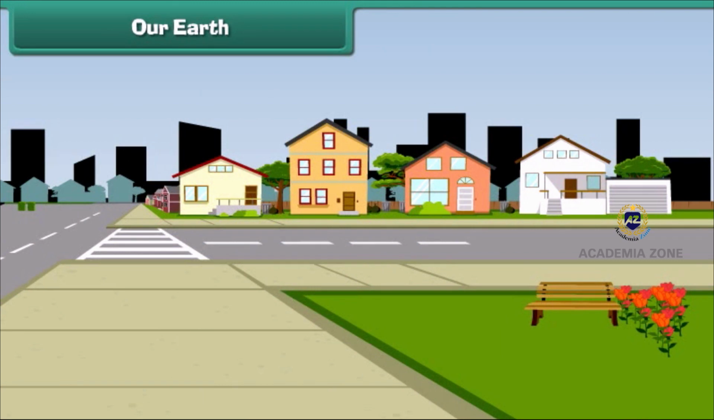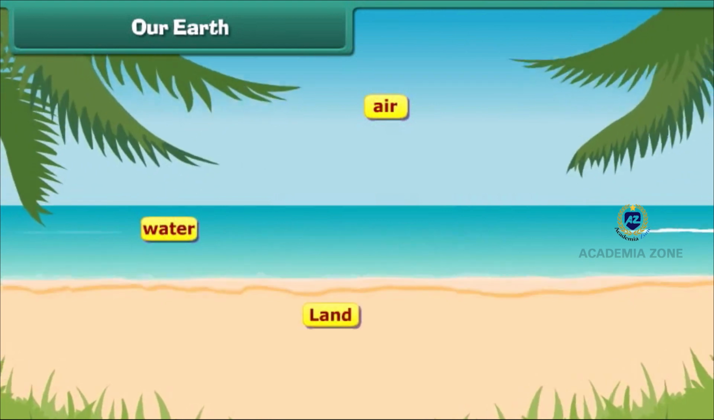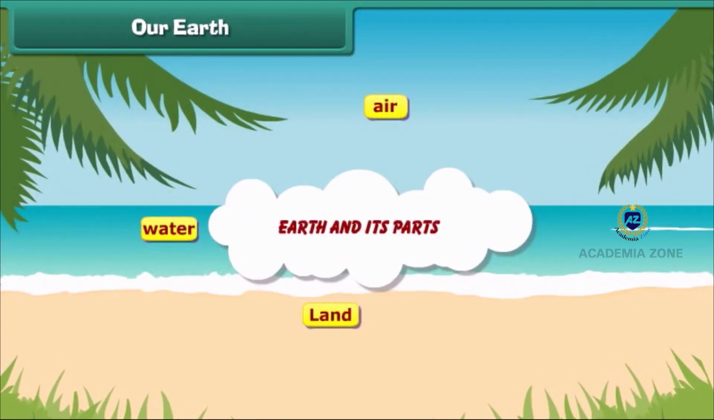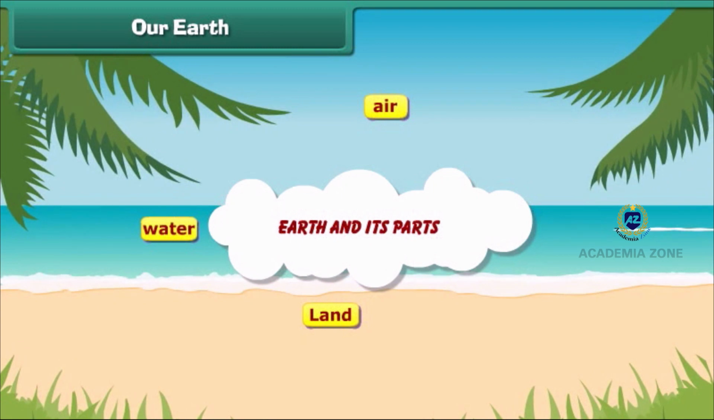It also gives us land to make roads, houses and buildings to live in and work, and parks to play around. The air, water and land are three major parts of our Earth. Now let's learn about these parts of Earth in detail.